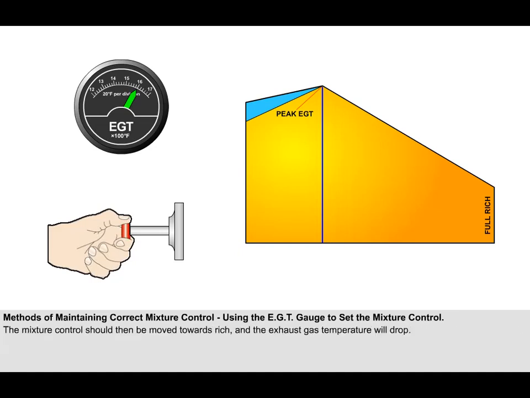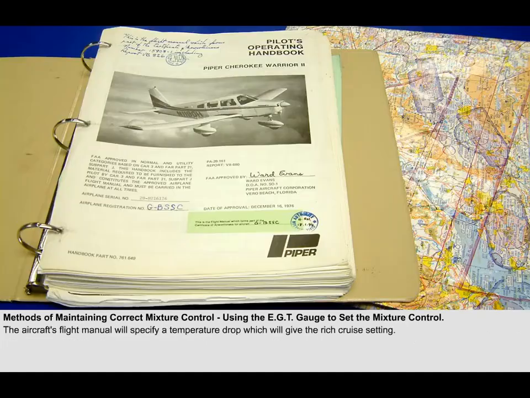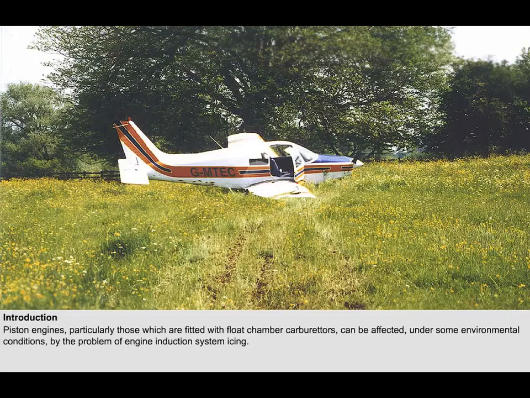The mixture control should then be moved from the peak exhaust gas temperature position towards rich, and the exhaust gas temperature will drop. The aircraft's flight manual will specify a temperature drop which will give the rich cruise setting. This concludes the lesson on mixture.